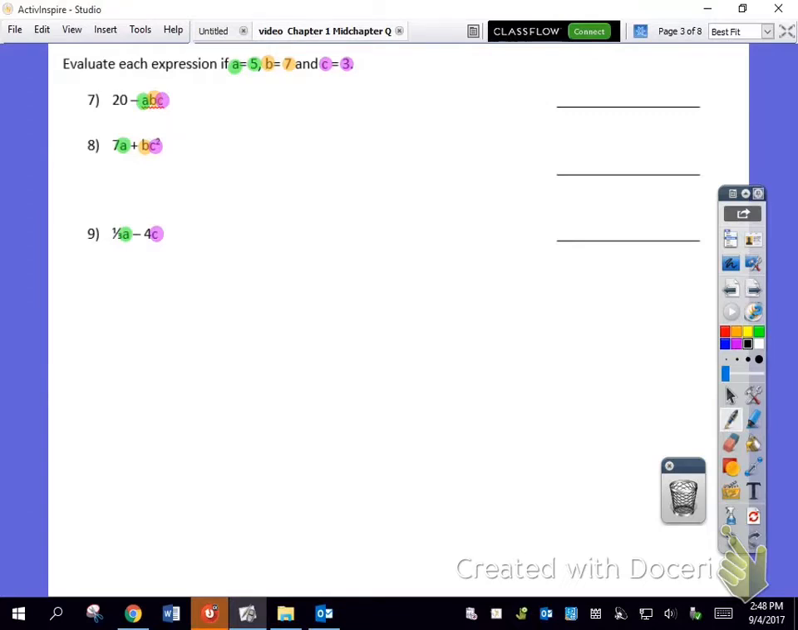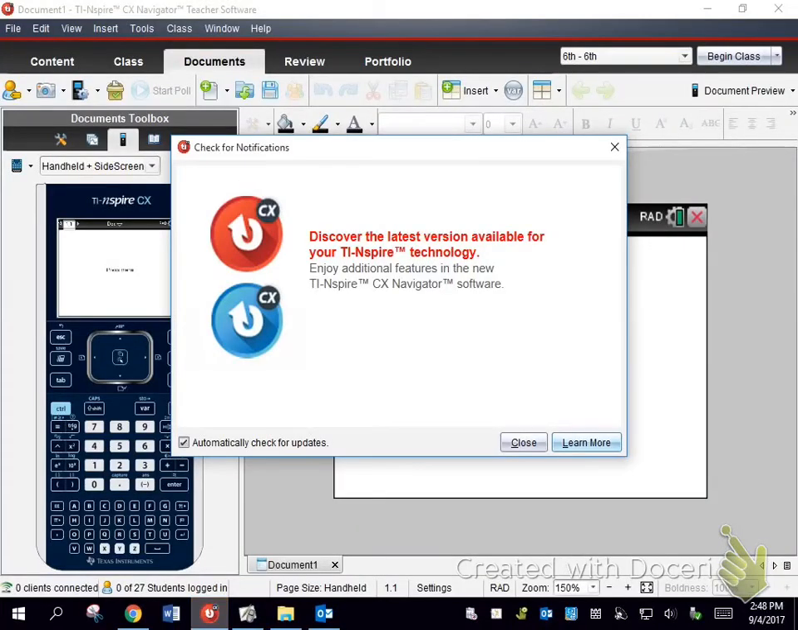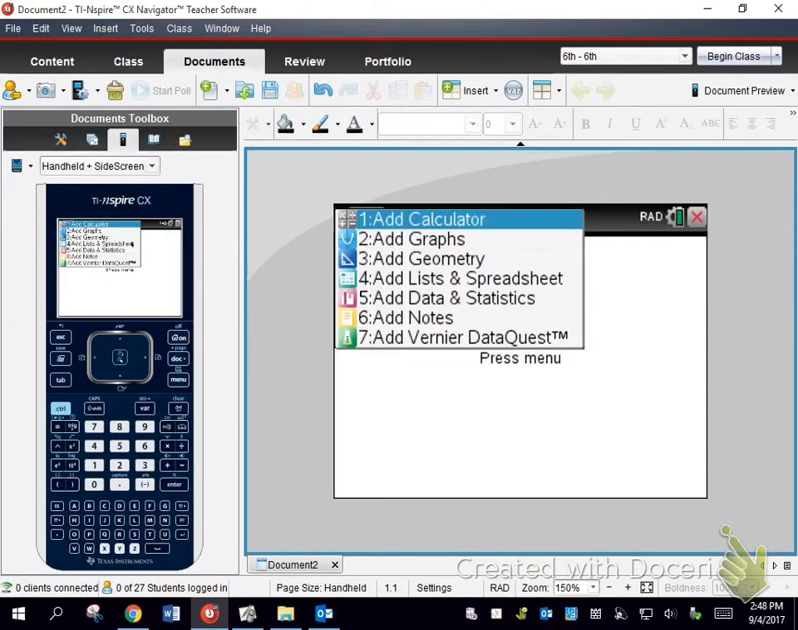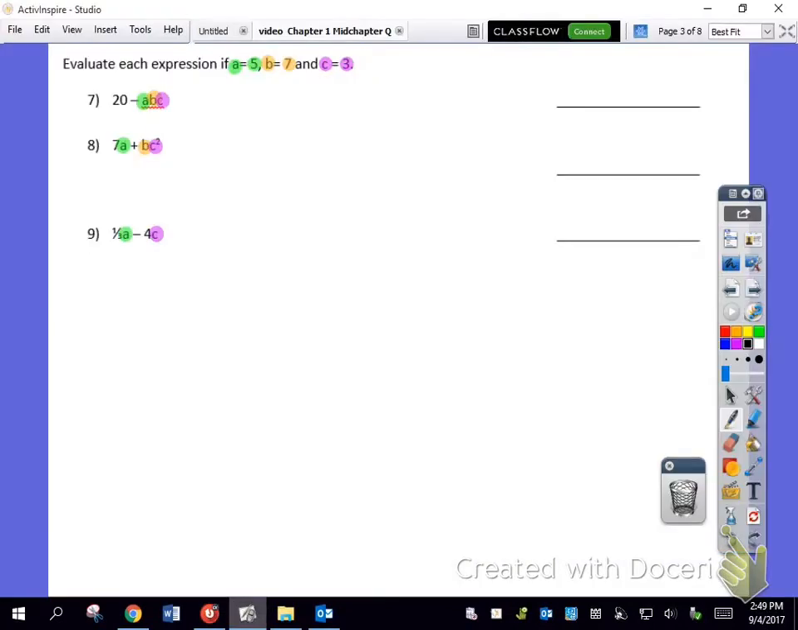Okay, now write it out first, and then we'll go to the calculator and plug it in. I'm just going to make sure that my calculator is ready. Remember it's on a new document, and I'm going to calculator. All right, so let's write it. You always write out first, and then we go to the calculator. So start from the left. 20 minus. Now instead of A, I'm going to put the number 5 in. Instead of B, I'm going to put the 7 in. And instead of the C, I'm going to put the 3 in.